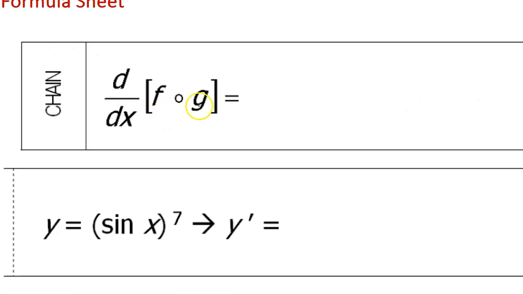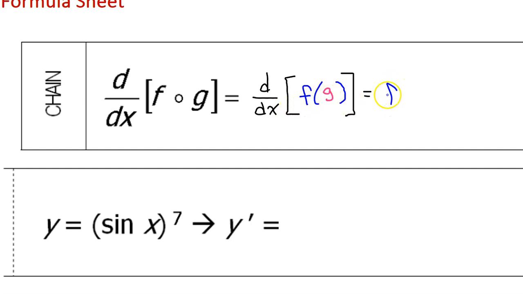F of g with an open circle like this means composite. So it really means f at g with g as the inner function. And according to the chain rule, when you take the derivative of a function inside of a function, first you take the derivative of the outer function and you keep the inner function the same. But then, step 2, you multiply by the derivative of the inner function. So there's your chain rule.